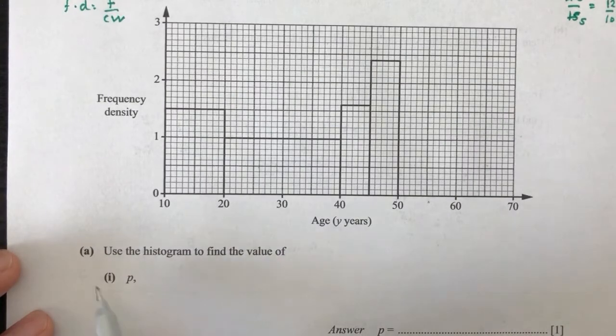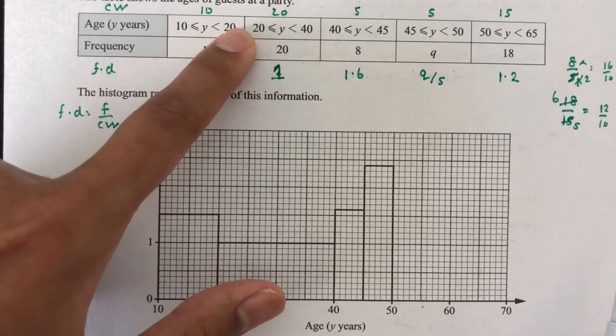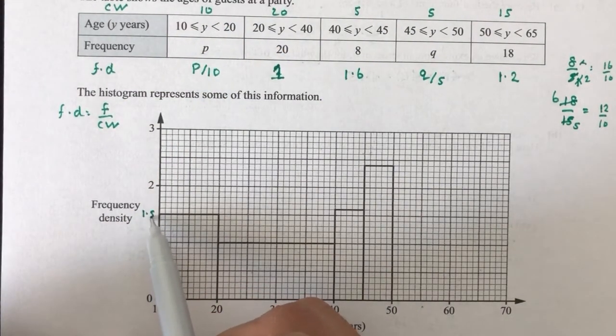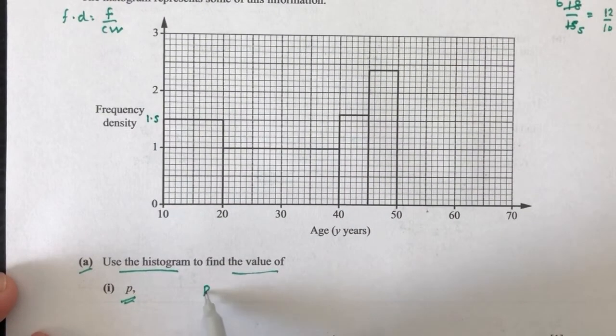So now moving on to part B. Use part A and the histogram to find the values of P and Q. For this class of 10 to 20, the frequency density is 1.5. So we have to equate this to this, which means P over 10 is equal to 1.5. So the value of P will be 15.